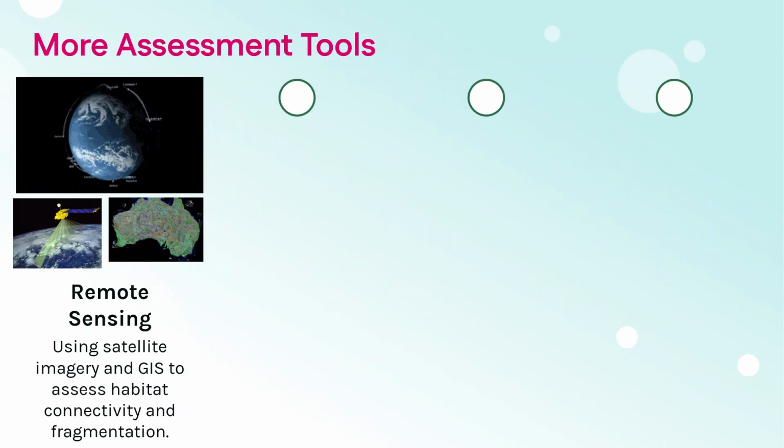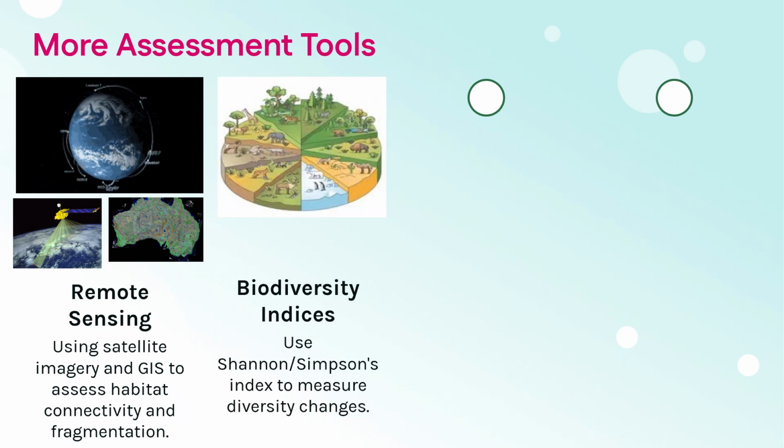Remote sensing and GIS analysis. Spatial data and satellite imagery help assess habitat connectivity, fragmentation, and land use changes at landscape scales. Biodiversity indices and metrics. Tools such as the Shannon or Simpson's Index and functional diversity metrics offer standard measures for changes.